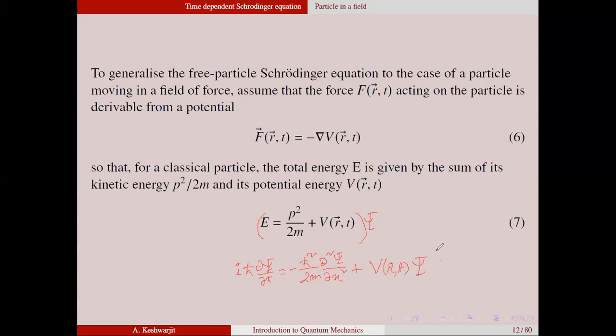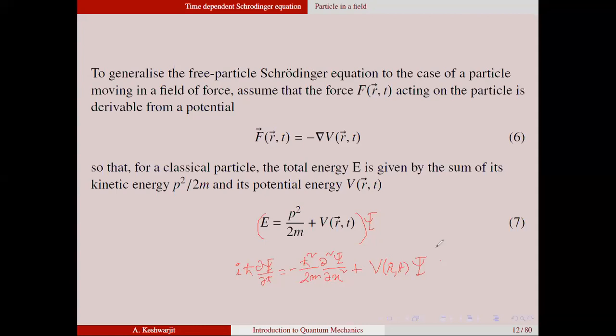This is the term del square psi by del x square. The mathematical definition is there, but what about the physical interpretation? I h bar del psi by del t is the change of the wave function with respect to time. Del square psi upon del x square, how do we interpret it? This is the Laplacian of psi.